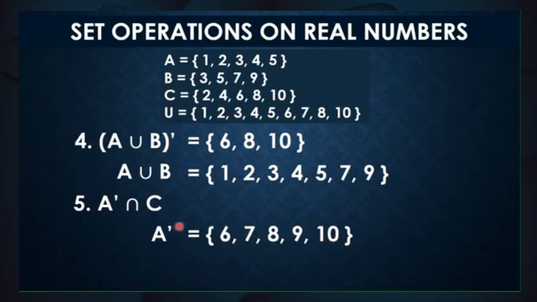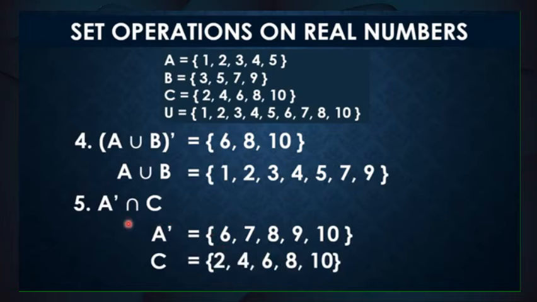Okay, now, yung set C natin, ang laman niya ay 2, 4, 6, 8, 10. Now, kunin na natin yung intersection ng dalawa. Anong meron sa complement ni A at sa C? So, meron silang parehong 8 at 10. So, the answer is 8, 10. Okay.